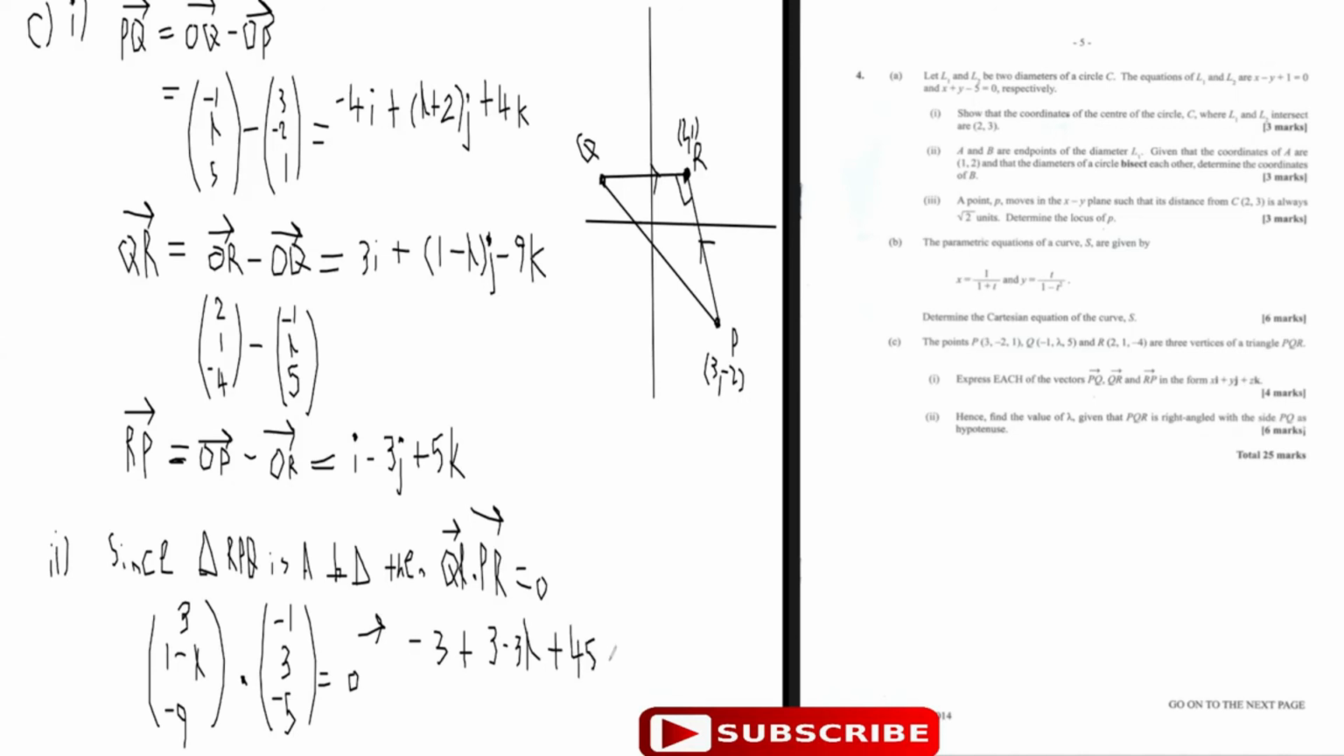So what does that tell us? That tells us that the minus 3 and plus 3 cancel each other, and so 3 lambda is equal to 45. 3 lambda is 45, and so lambda is 15. So lambda equals 15. That's the answer. I don't see why you get 6 marks for this. They were very generous, but that's it. Nice and easy. Lambda is 15.